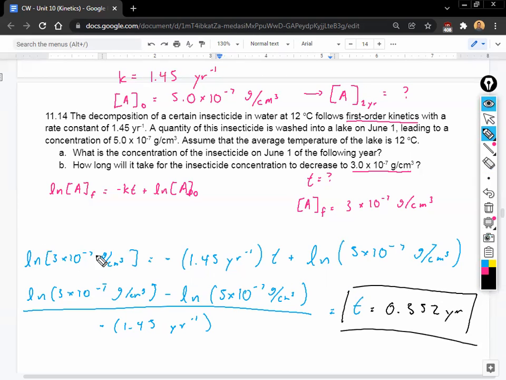So this is the operation that you want to do. You subtract the two natural logs and then divide by the rate constant. That should give you 0.352 years.